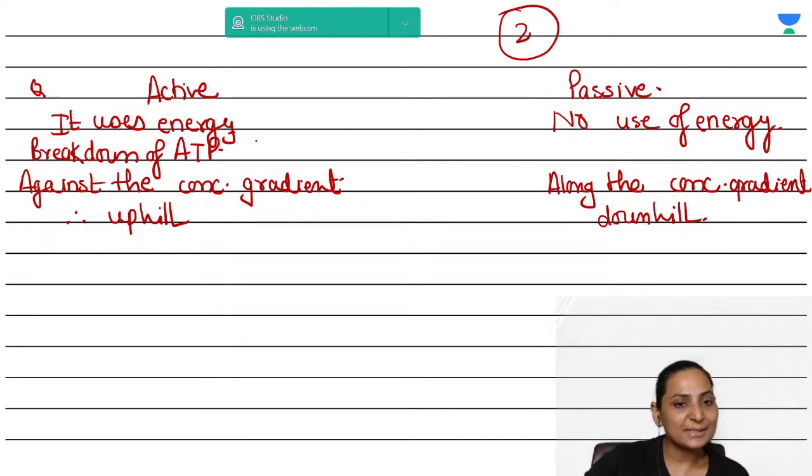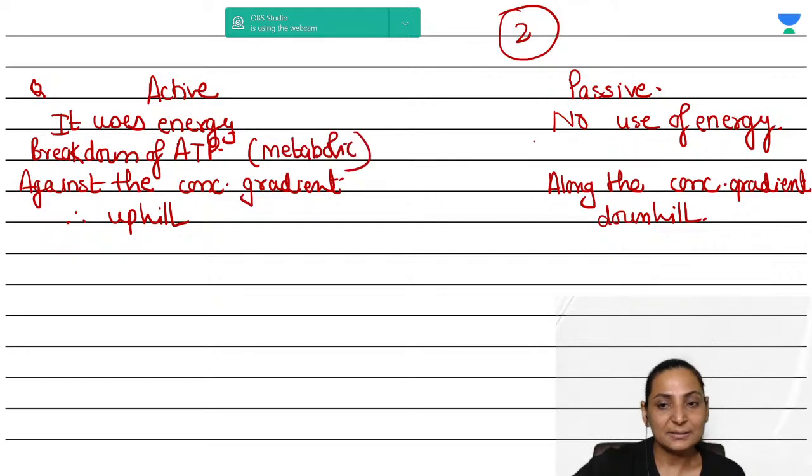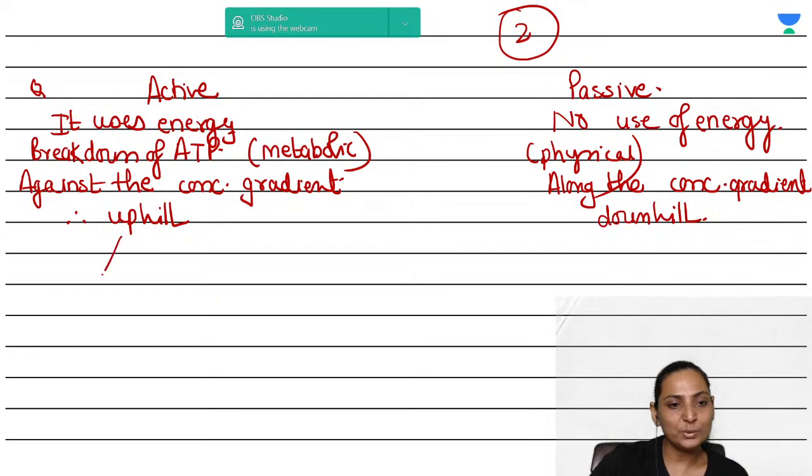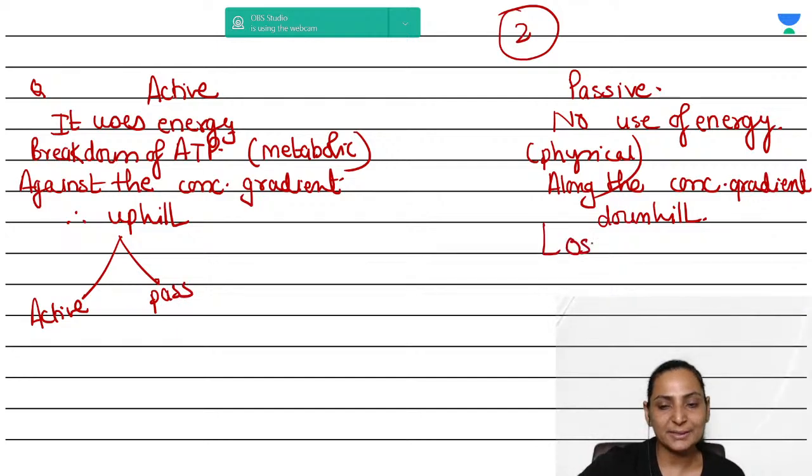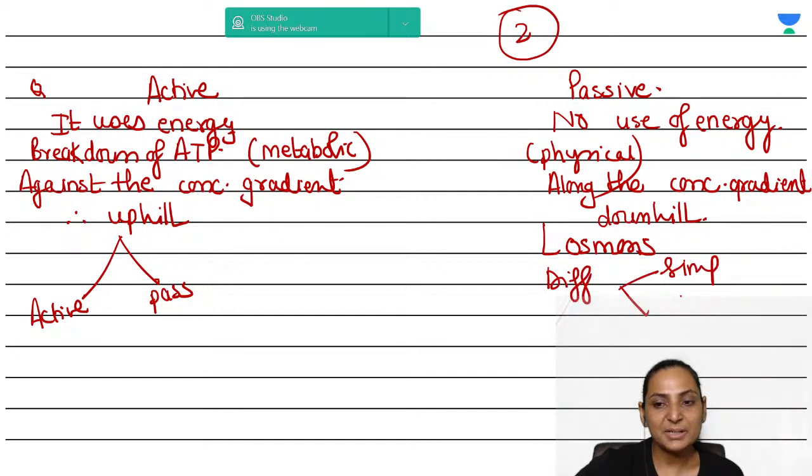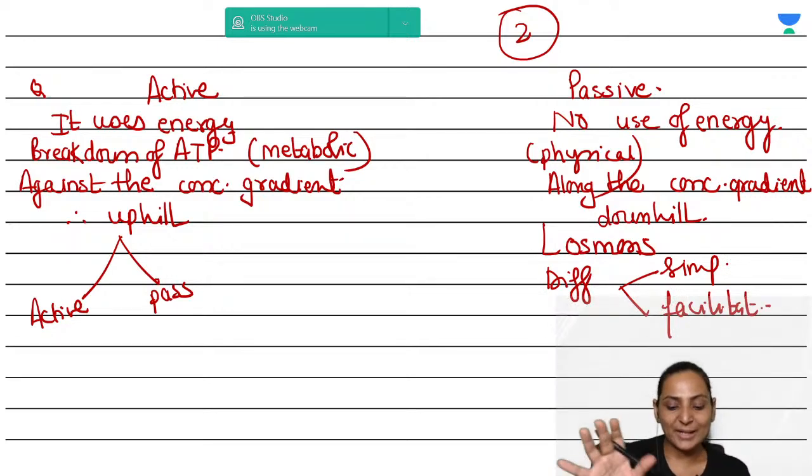Now because active transport uses energy, it is a kind of metabolic process, and because passive is just downhill along the concentration, it is simply a physical process. To enhance or beautify your answer, you can write examples: for active and passive, you can write osmosis and diffusion. Diffusion can be simple diffusion and facilitated diffusion. If you write this much, definitely you get 2 upon 2.